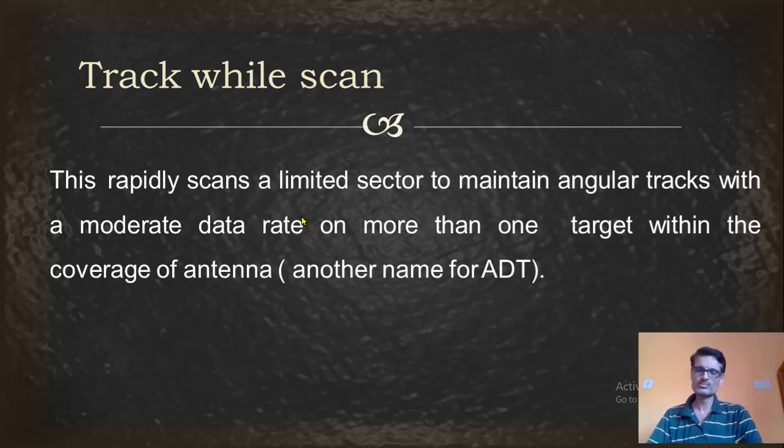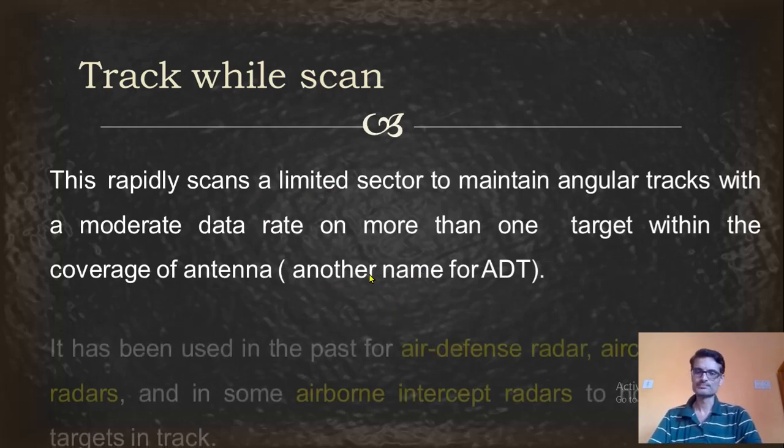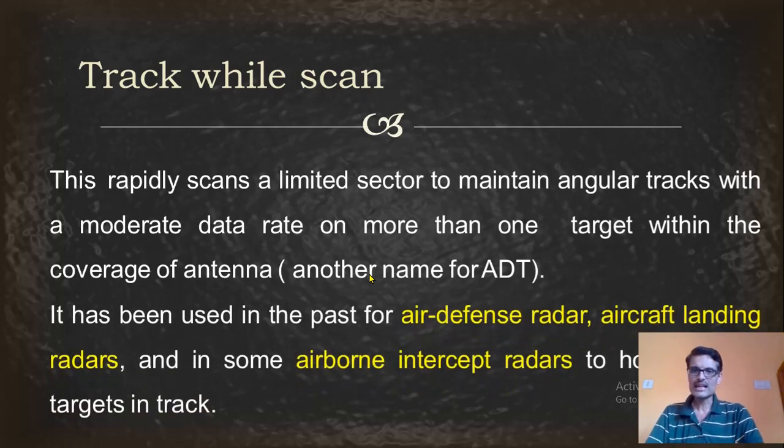In the earlier days, track while scan was actually called ADT only. So both are almost the same, I can say. So what is the purpose of using this track while scan kind of radars? It is used for air defense purposes, aircraft landing purposes, and in some airborne intercept radars to track multiple targets. Airborne intercept radars means the radars are used in the aircraft itself, tracking multiple targets in the sky while flying. So these are the different types of tracking radars.